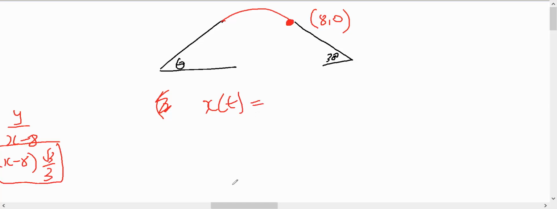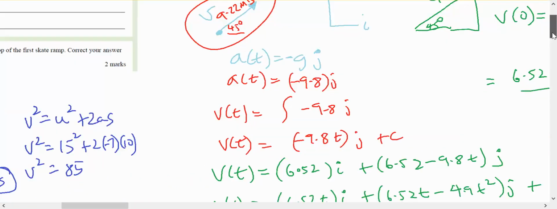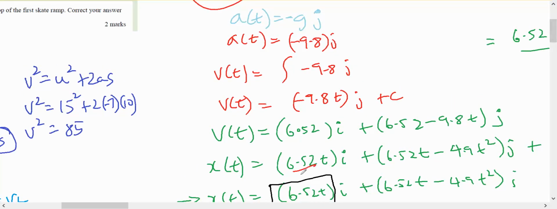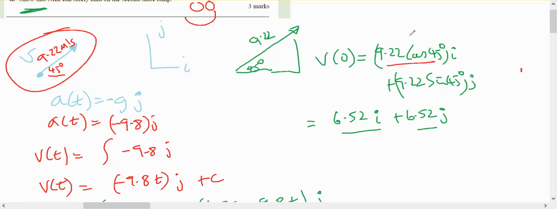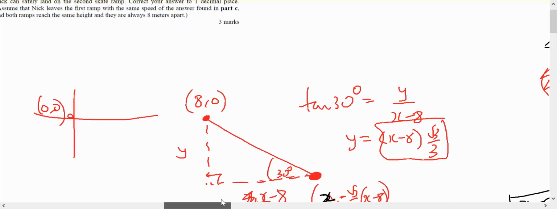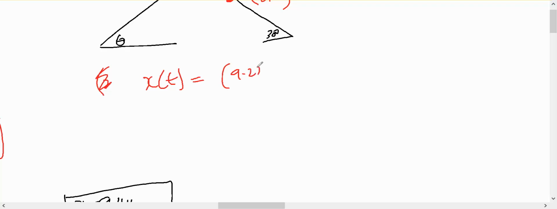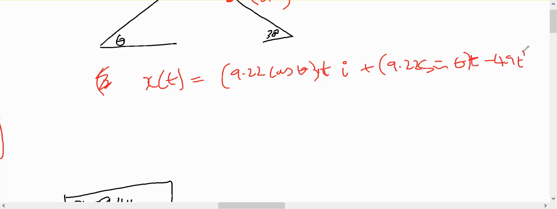So what I would like to do is I would like x of t to equal, so the 6.52 came from this. So I need to have 9.22 cos of theta in the i and 9.22 sine of theta in the j. So therefore my x of t is going to be 9.22 cos of theta t in the i plus 9.22 sine of theta t minus 4.9 t squared in the j.